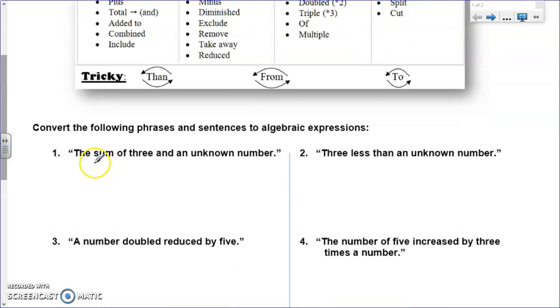Okay, so the sum of 3 and an unknown number. So sum is addition, so 3 plus x. Now you can use any variable here, but we're just going to use x throughout this whole thing. 3 less than. Okay, we're using the than, it's less, so that's subtracting, so the 3 goes after that. So x minus 3.